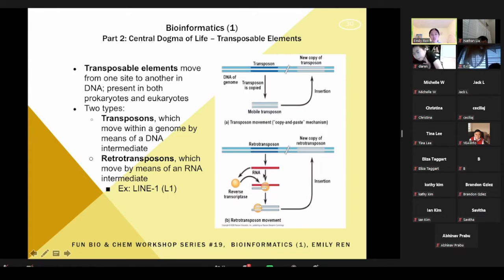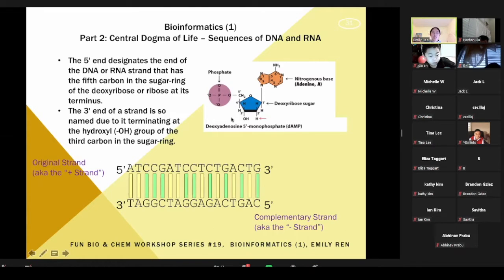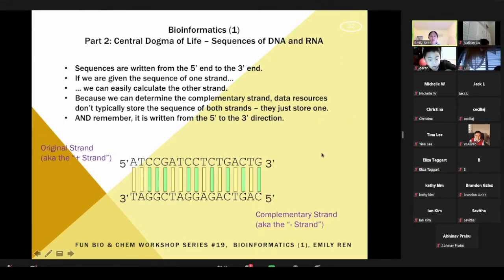on RNA. So in DNA and RNA, there are 2 ends, the 5' end and the 3' end. The 5' end designates the end of the DNA or RNA strand that has the 5th carbon in the sugar ring of the deoxyribose or ribose. And the 3' end is named because of its hydroxyl group. Sequences are usually written from the 5' end to the 3' end.